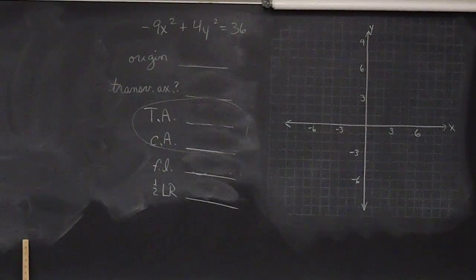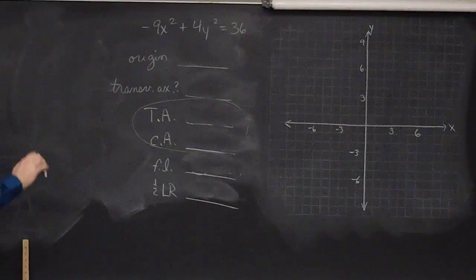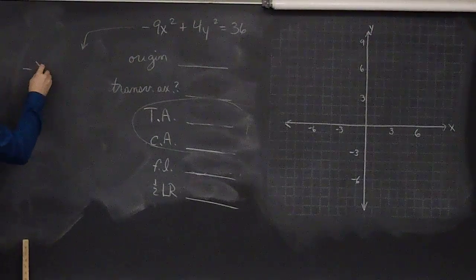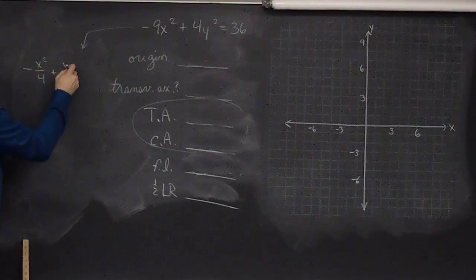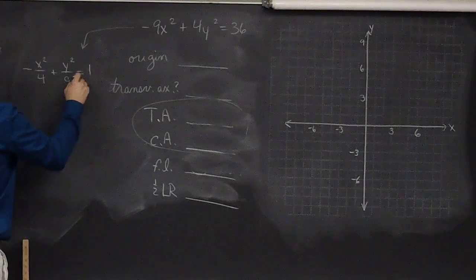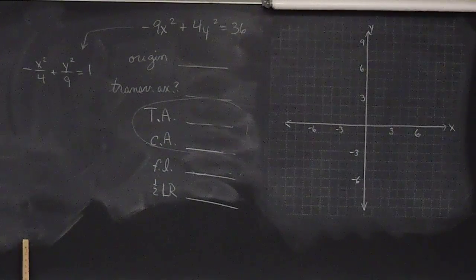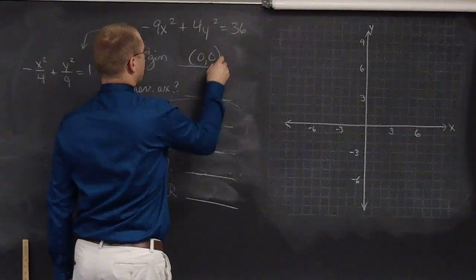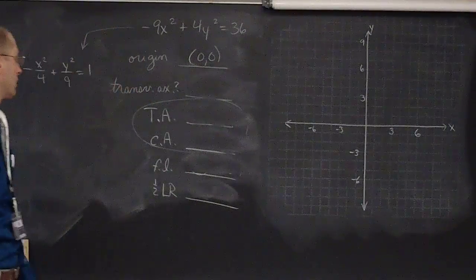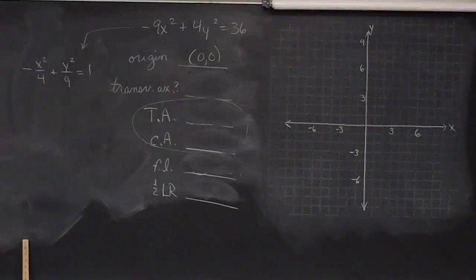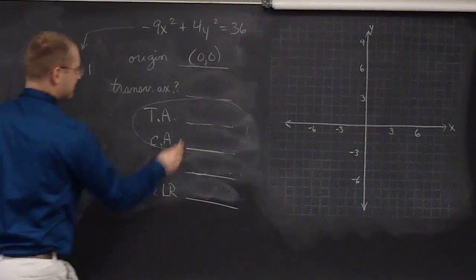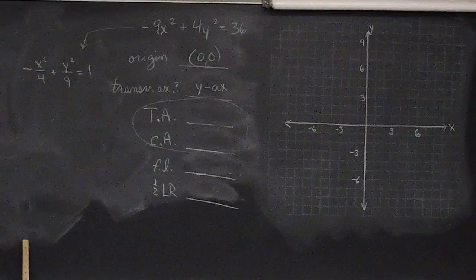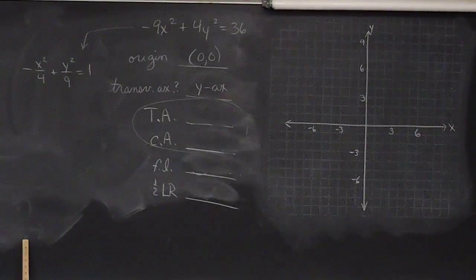All right, first things first. Set it equal to 1. What do I get? Negative x squared over 4 plus y squared over 9 equals 1. Origin? 0, 0. Which axis is transverse? Why? Because it's positive. Not because it's bigger. It happens to be bigger this time, but it's not because it's bigger, it's just because it's positive.